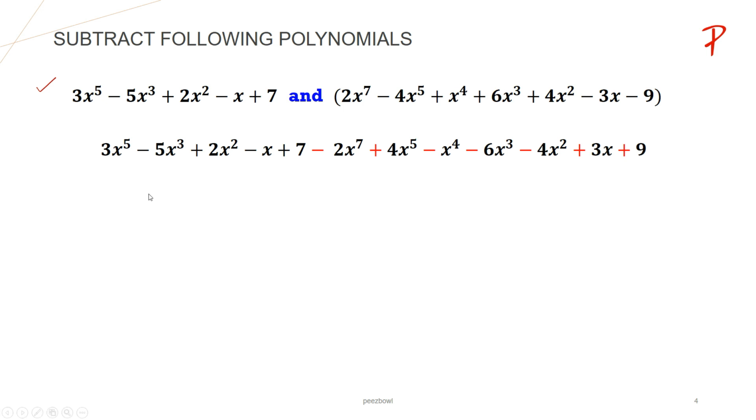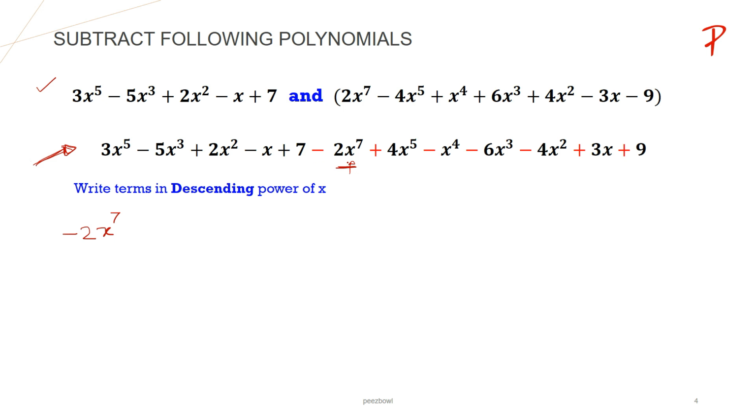And to solve it, I have to write the terms in descending power of x. Like I said, the higher power of x will come first and lower power of x will gradually follow. So in this expression, I have to see which term has the highest power of x. As you can see, 2x to the power 7 has the highest power of x. So I will write this term first. So here we have minus 2x to the power 7.